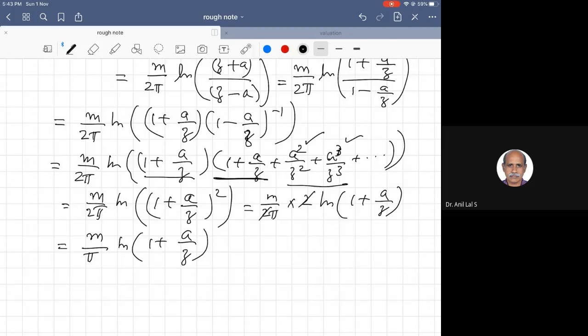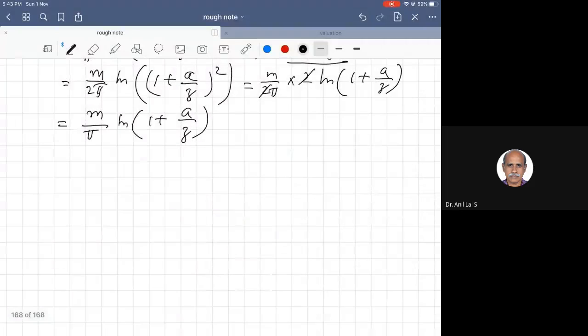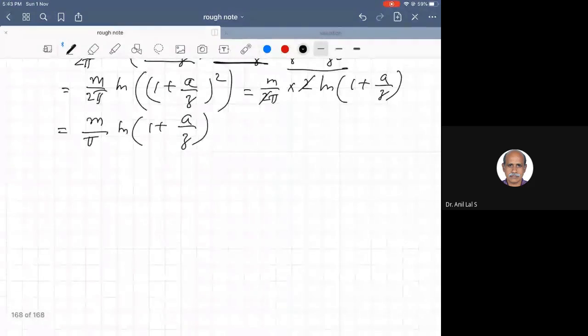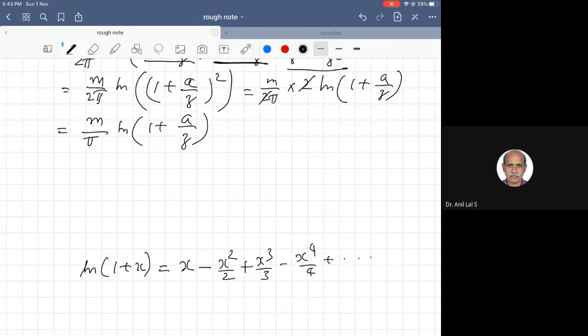Now we know the expansion of logarithm of 1 plus x, right? Logarithm of 1 plus x we can substitute here. So what is the logarithm of 1 plus x? Those who remember know that it is x minus x squared by 2 plus x cubed by 3 minus x raised to 4 by 4 plus etc.